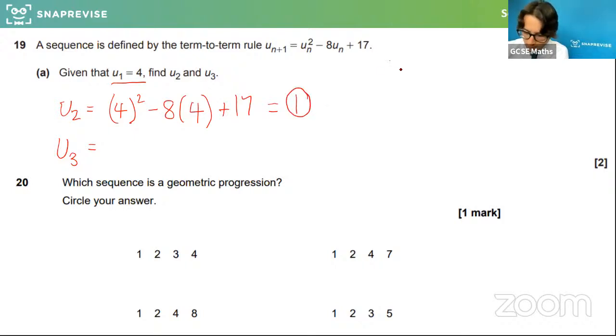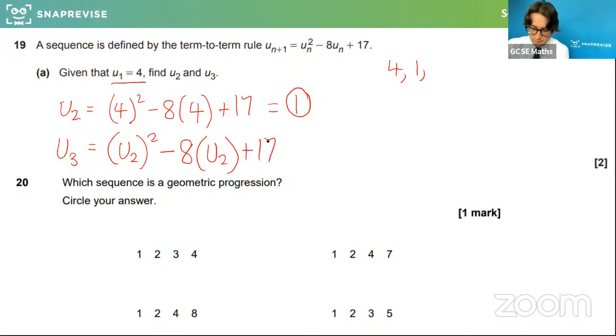Okay, so the sequence basically goes 4, 1, and then something, and we're looking for that as well. So U3 will be the second term, U2, that we just found, squared, minus 8 lots of U2 plus 17. Okay, so U2 came out as 1. So I'm going to do 1 squared, minus 8 lots of 1 plus 17. So 1 minus 8 plus 17, and that comes out as 10. Well done. So this sequence goes 4, 1, 10, and whatever.